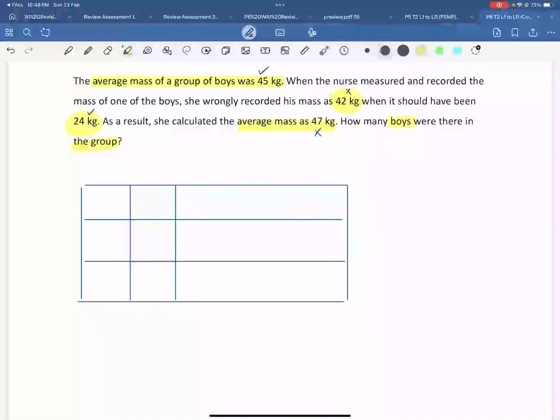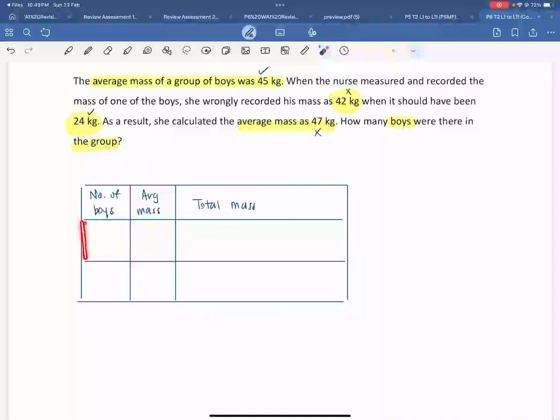So I'm going to use the table method to solve this. I already have the table here. In the first column, I'm going to write the number of boys. Next, I'm going to write down the average mass for the second column. And in the last column, I'm going to be finding the total mass.